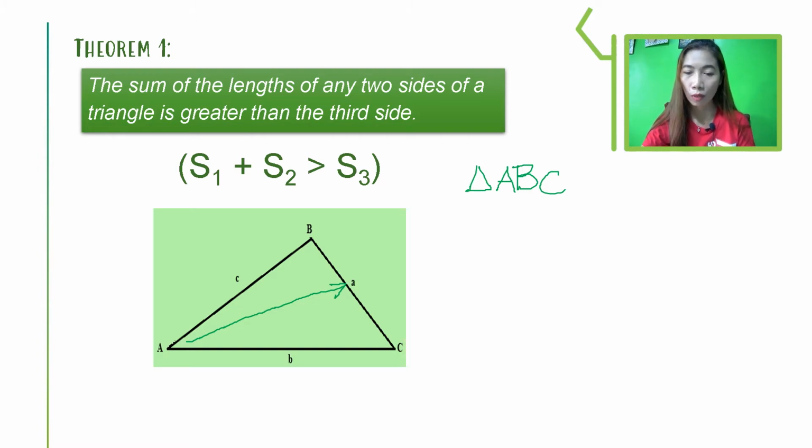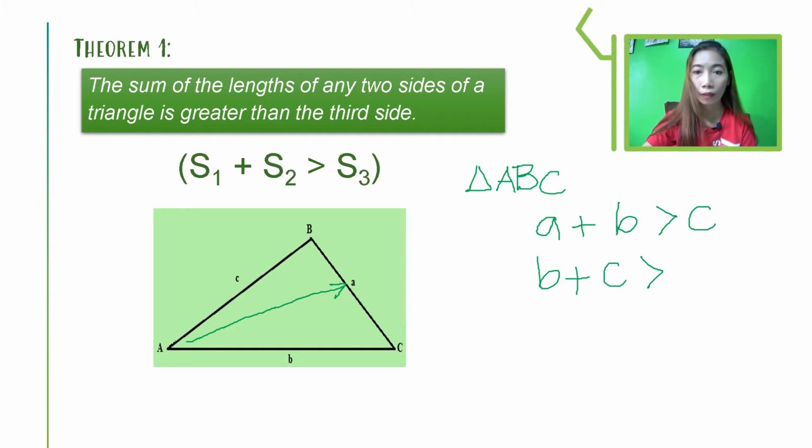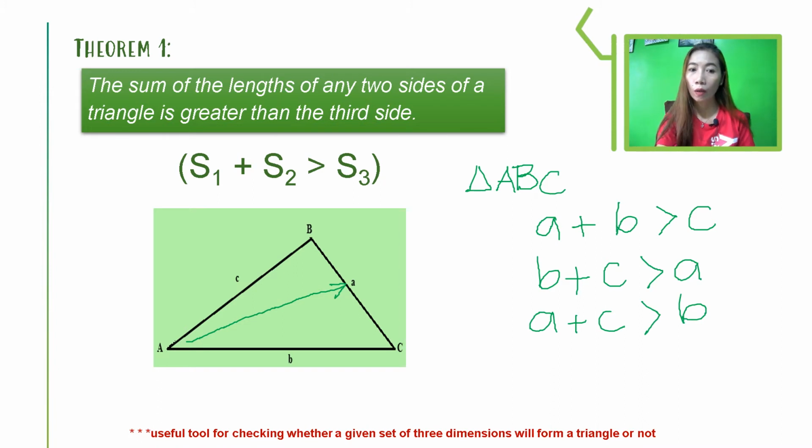Going back to the theorem, ang sabi, pag pinag-add mo daw yung two sides, dapat greater than siya sa third side. Considering two sides, let us consider side a and b. Pag pinag-add mo daw yung side a and b, dapat greater than siya sa natitirang side, which is side c. Another pair, kasi any two sides: pag pinag-add mo yung side b saka side c, dapat siya ay greater than sa natitira, side a. And last pair, pwede rin pag pinag-add mo yung side a and c, that should be greater than b.